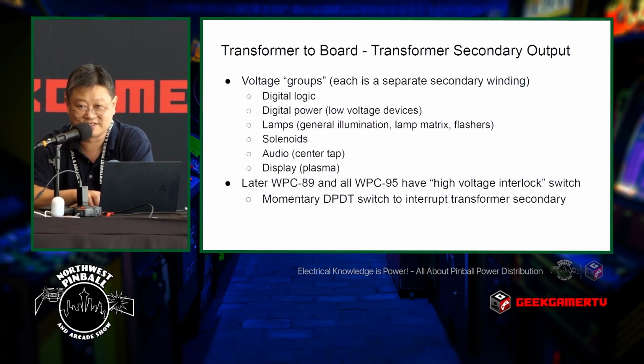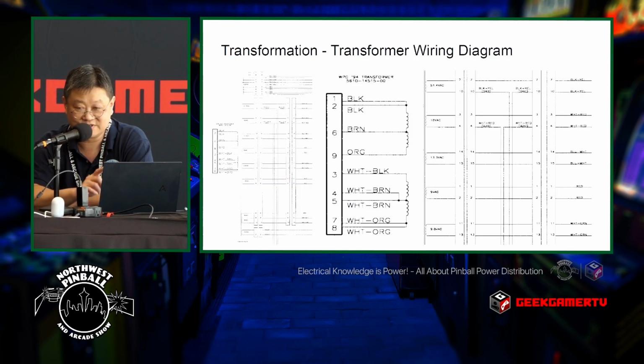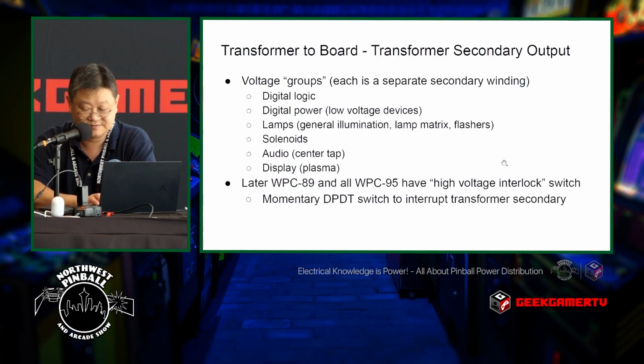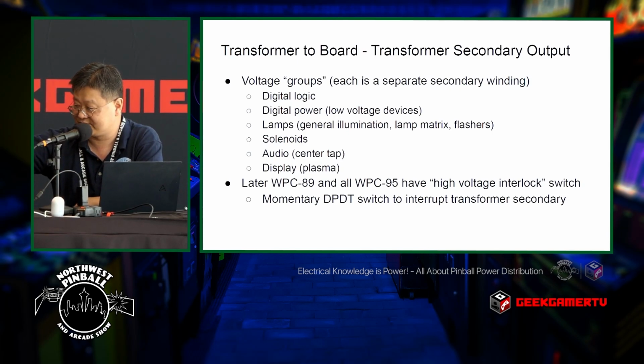Which is also interesting because if you put an Adams Family Gold ROM in an Adams Family, it will tell you that the coin door is open and you're interrupting high voltage, but there is no switch, because the software was written for a machine that had a physical switch. You can also see that on this diagram right here. These two wires that run off go down to the interlock switch. And this, I believe, is from a Twilight Zone, which is why you don't see the interlock switch.